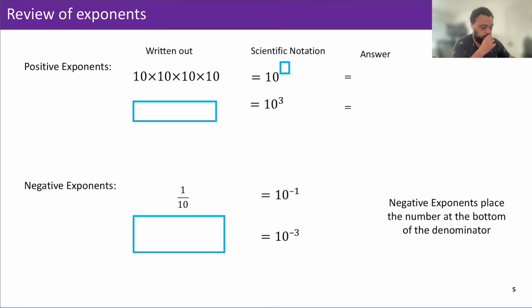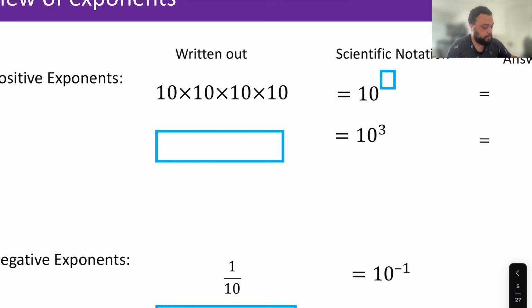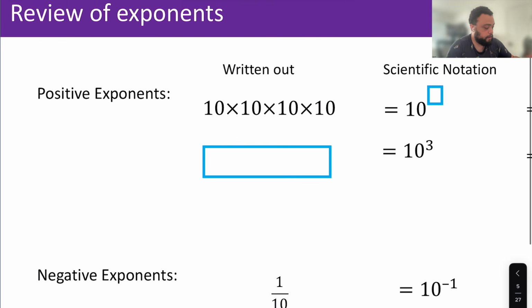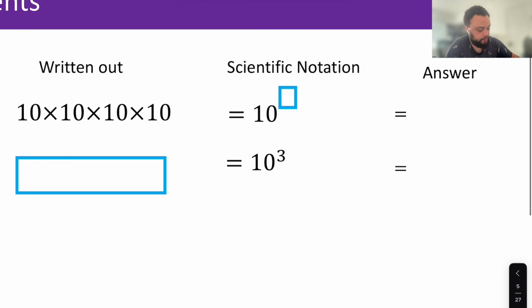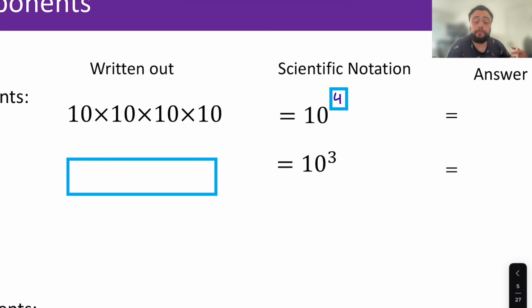Well, first, let's see what we can do about some of those zeros. We're going to go through exponents just briefly, so we can talk about them, because we are going to use these in scientific notation. For positive exponents, if we have 10 times 10 times 10 times 10, that's the same as saying we have 10 to the fourth power. Each time we multiply by another 10, we add 1 to the exponent.